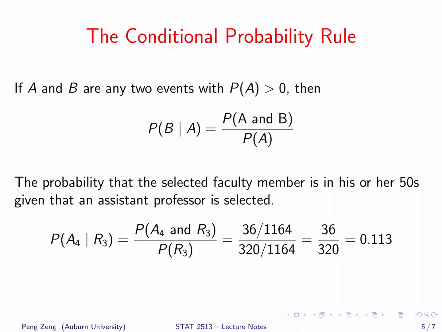Now we have two approaches to calculate a conditional probability. The first one, we need to count the number of outcomes. The second one, we need to calculate the ratio of two unconditional probabilities. In practice, which one to use depends on what information is available and which one is easier.